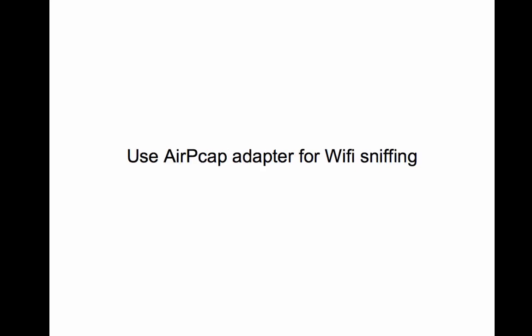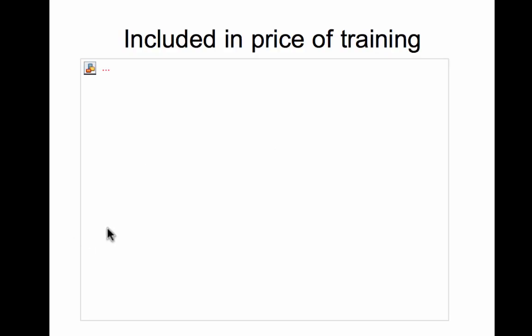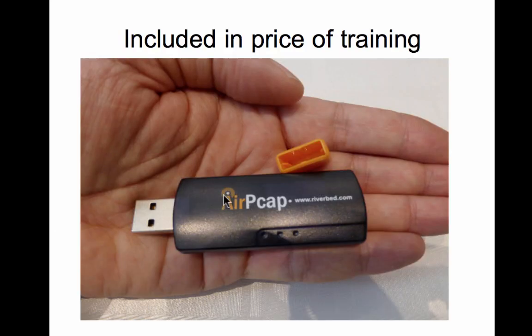We will also learn how to use the ARP cap adapter for Wi-Fi sniffing. Now this adapter is something that you need on Windows. On Linux and OSX machines, you don't need a special adapter to be able to do Wi-Fi sniffing, but on Windows you do. And this is the ARP cap adapter. It's a USB device, and this is included in the price of the training.